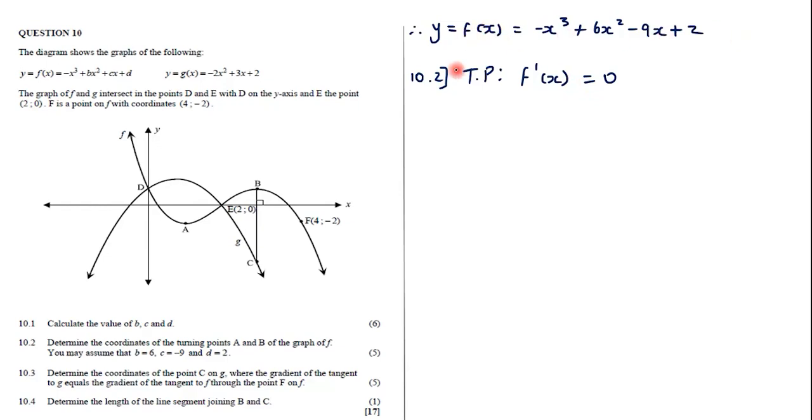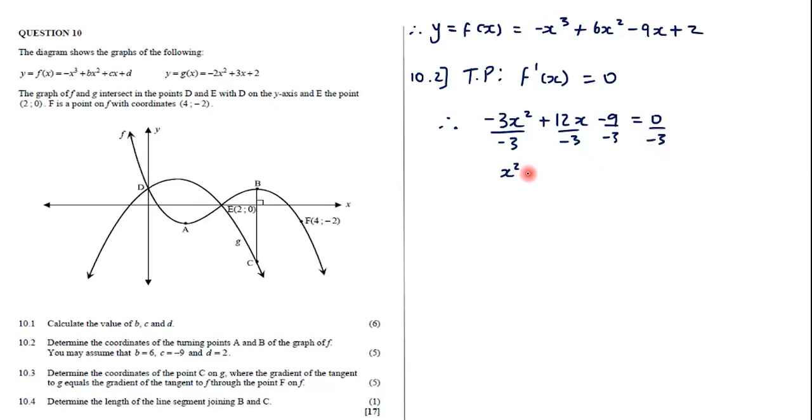Now if f of x is that, what is our derivative? The derivative for this one is going to be minus 3x squared plus 12x minus 9. This is going to be equal to 0, and from here we need to solve for x. This is going to give us the x coordinates of our turning points.